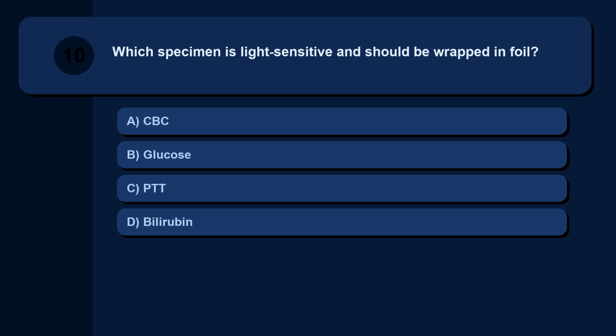Question 10. Which specimen is light sensitive and should be wrapped in foil? CBC, glucose, PTT, bilirubin. Bilirubin breaks down when exposed to light, so it must be protected during transport to ensure accurate measurement.